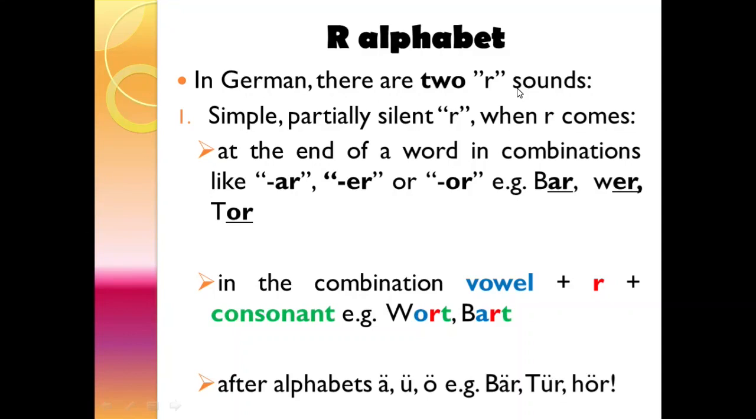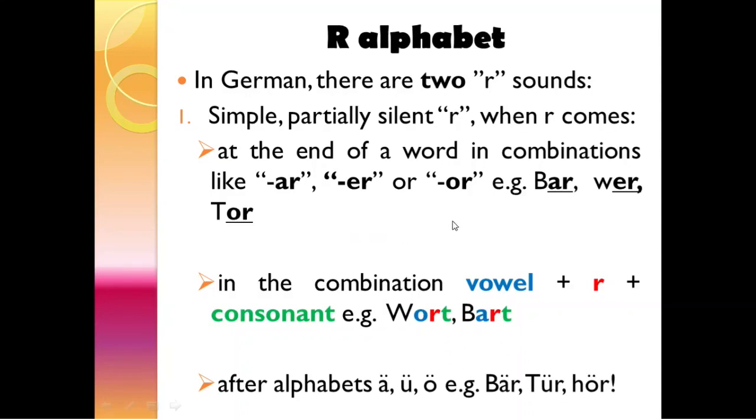The simple R sound also comes in the combination vowel plus R plus consonant. As you can see here, in these two German words, the vowel is the blue alphabet, R is highlighted in red, and the consonant in green. Wort in German means word in English. Bart in German means beard in English.